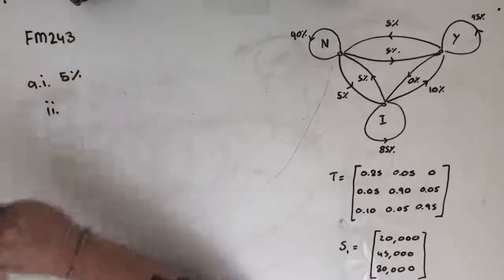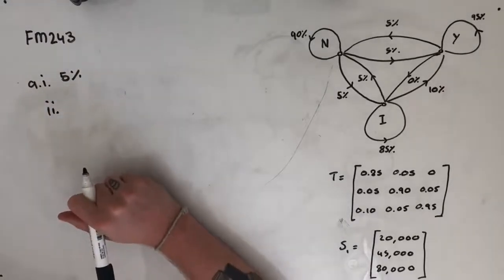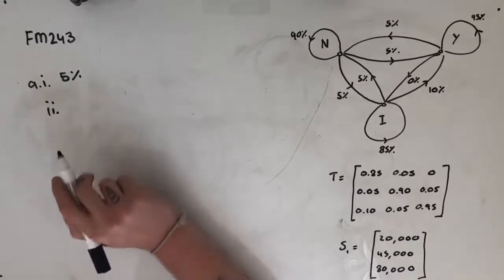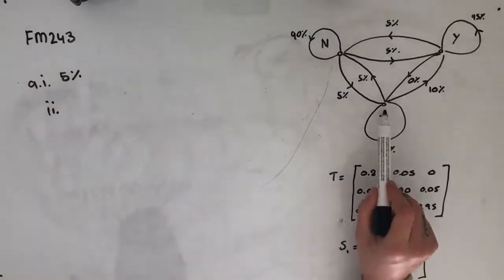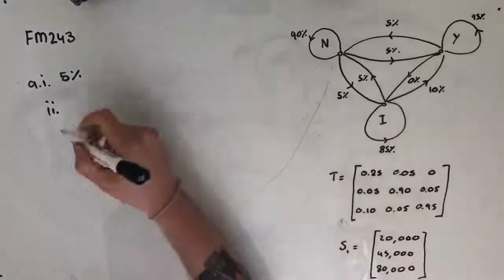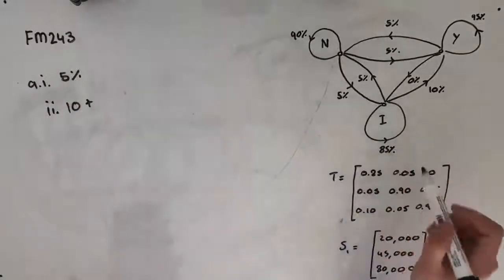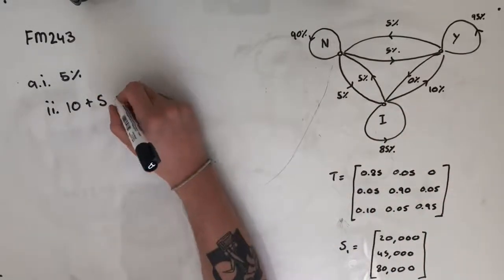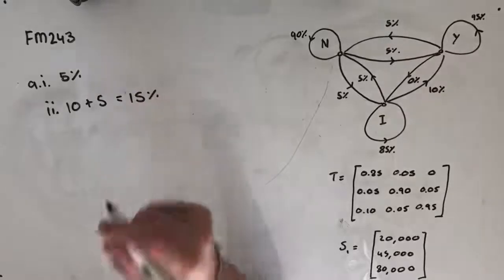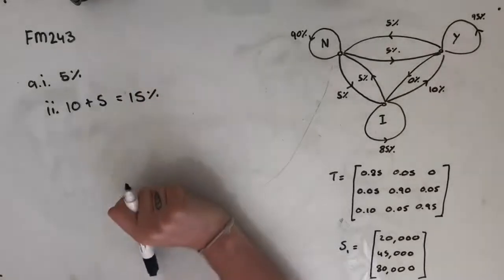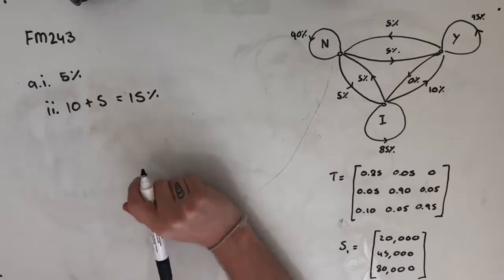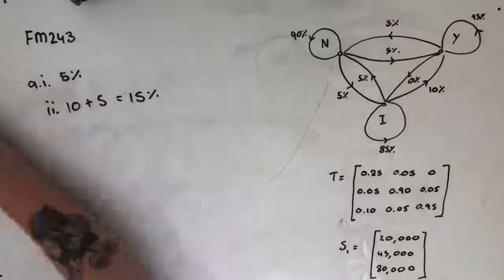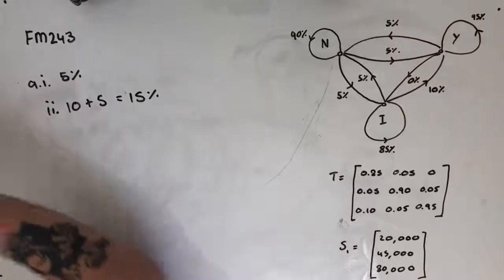Part II then goes on to ask, of the citizens who are indifferent this month, what percentage will no longer be indifferent next month? So we've got the citizens who go from indifferent to yes is 10%, and indifferent to no is 5%. Which means that 15% of the people who were indifferent will no longer be indifferent next month. Cool. So that looks like part A.